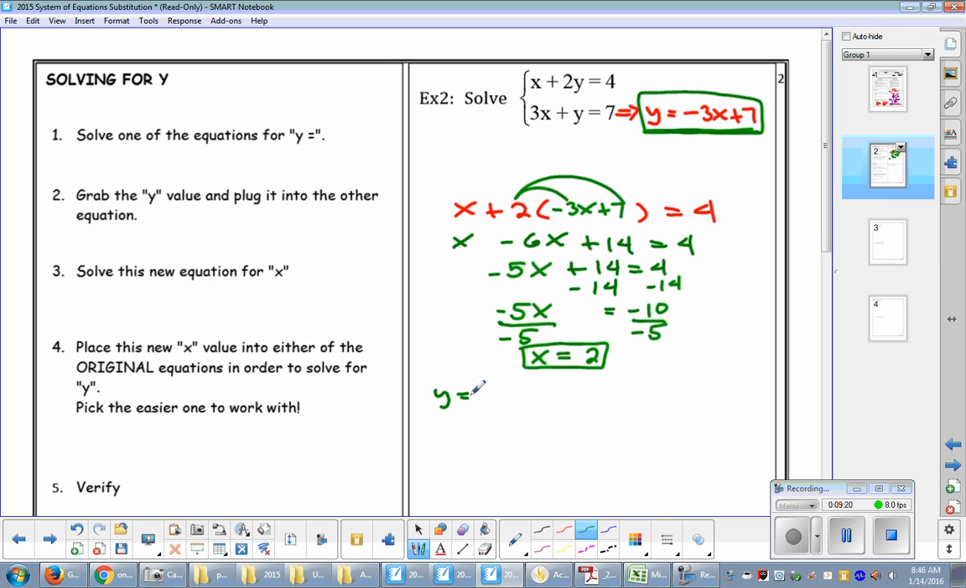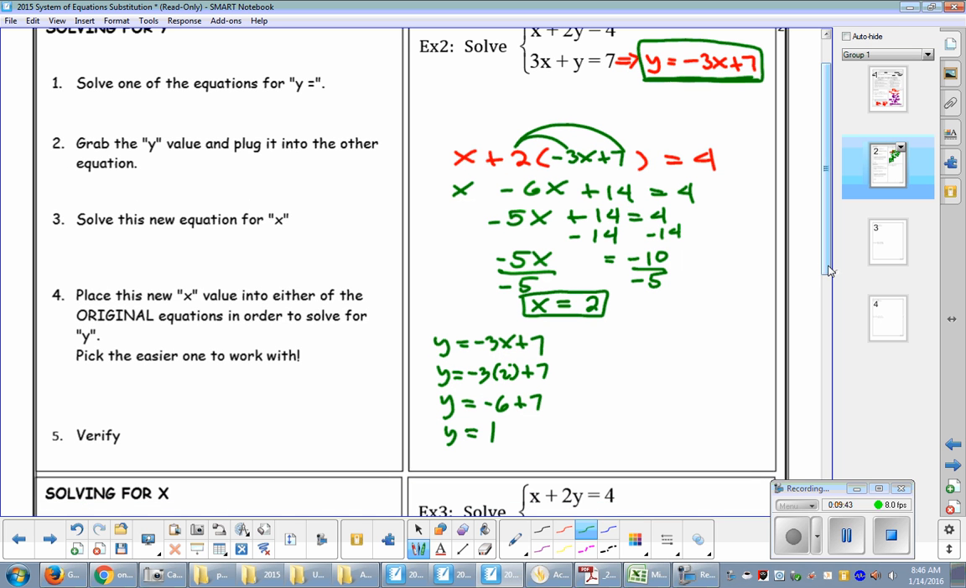So I'll have y is equal to negative 3x plus 7. Just replace my x by 2. So we'll have negative 6 plus 7, which will give us a positive 1. So we already have the solution. My solution is x is equal to 2, y is equal to 1. So here we go.